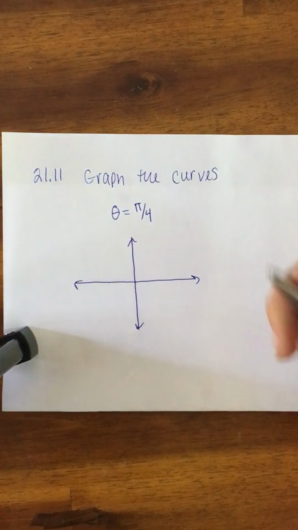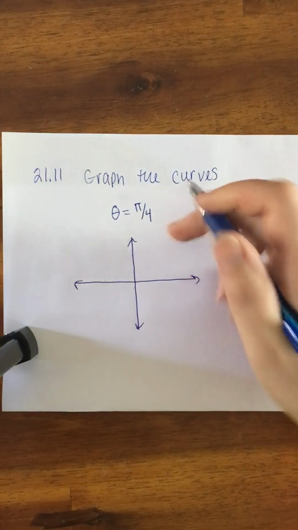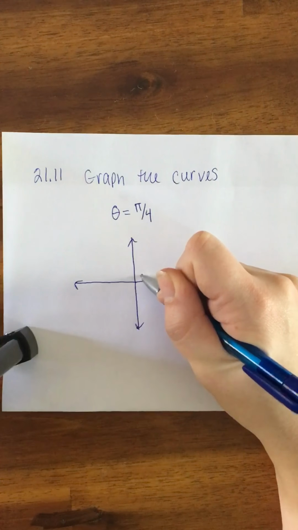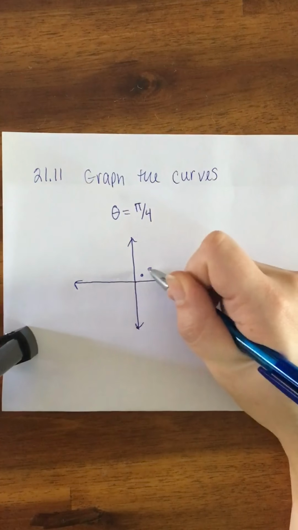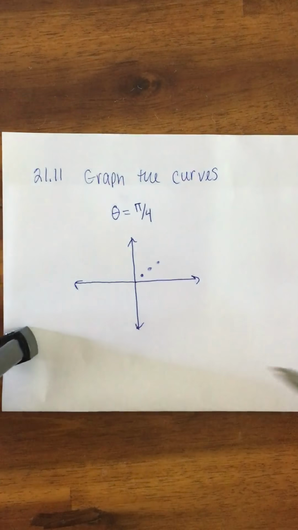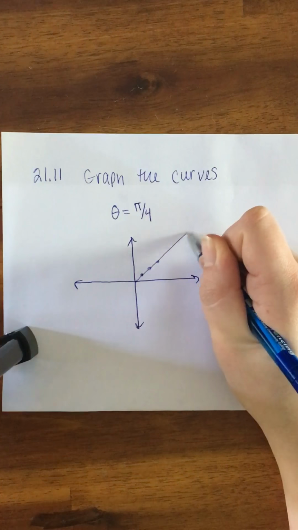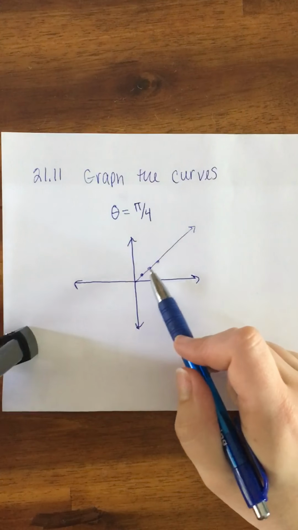Well, let's plot some points and think about it. If r were 1, we would count out, here pi over 4 is right in the middle of the first quadrant, so we would count out 1 unit towards pi over 4. If r were 2, we would count out 2. If r were 3, we would count out 3. And r could be decimal values, so can you see why we're going to get half of a line there? Now, what if r were negative?